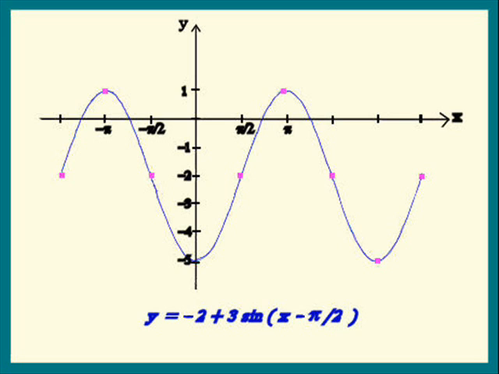Let's give it a quick check. Plug in some x values and make sure the points work. For example, if x is pi over 2, we do get negative 2. And if x is 0, we do get negative 5.